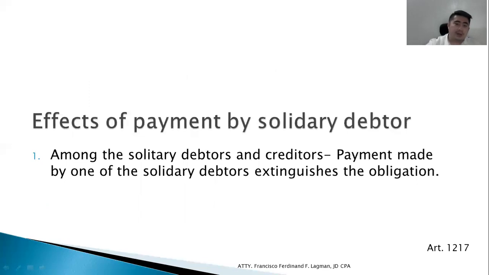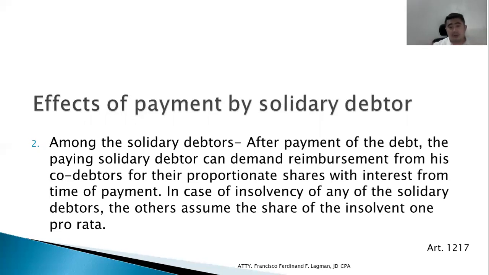Effects of payment by solidary debtor. So among the solidary debtors and creditors, payment made by one of the solidary debtors extinguishes the obligation. Among the solidary debtors, after payment of the debt, the paying solidary debtor can demand reimbursement from his co-debtors for their proportionate shares with interest from time of payment. In case of insolvency of any of the solidary debtors, the others assume the share of the insolvent one pro rata. Okay? So ito class, it gets interesting kasi merong insolvency among one of the solidary debtors, no?